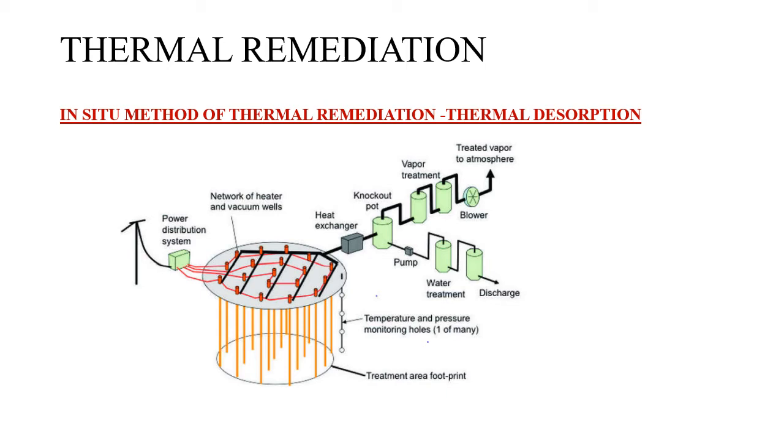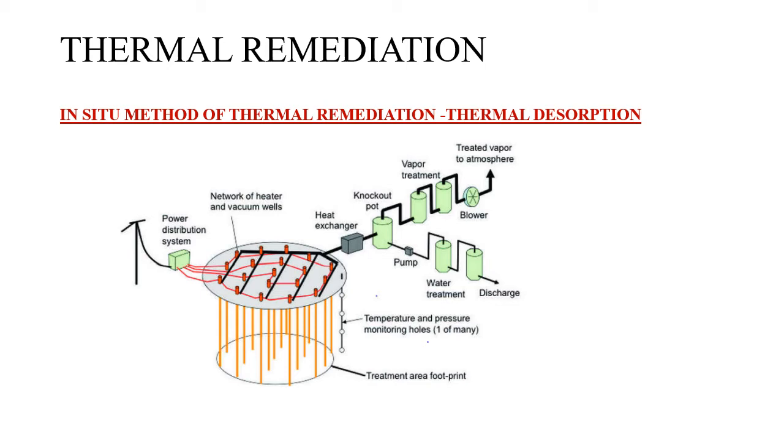So we can choose a pattern such that there is uniform and efficient heating provided to the subsurface soil volume, and the contaminants are vaporized or volatilized out of it. Once the contaminants are volatilized, they will be drawn out. Vacuum is also simultaneously applied, so this vacuum draws these vaporized contaminants out of the heated system, and then the vapors as well as the water can be sent out for treatment.